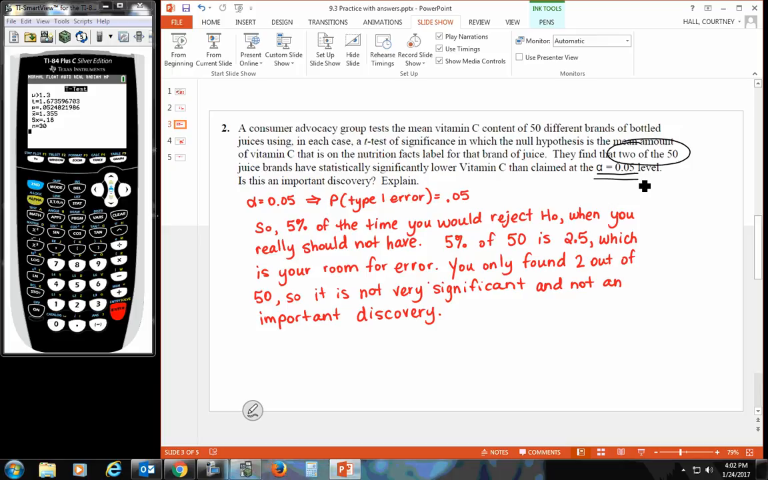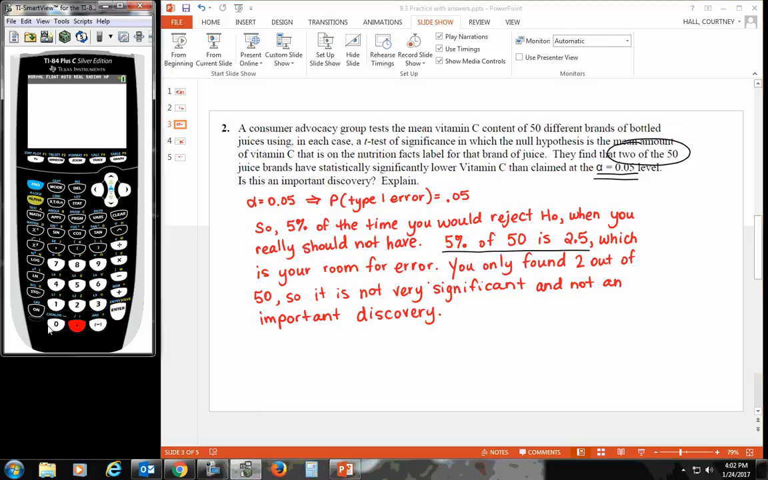So we have 5% of 50 because they're doing a sample of 50. If you look at 5% of 50, we should see that that's 2.5. Like if you do 0.05 times 50. Hopefully y'all believe me, but I'll show it really quick. 0.05 times 50 is 2.5. So it's almost like you have a room for error of 2.5. So you only found 2 out of the 50.